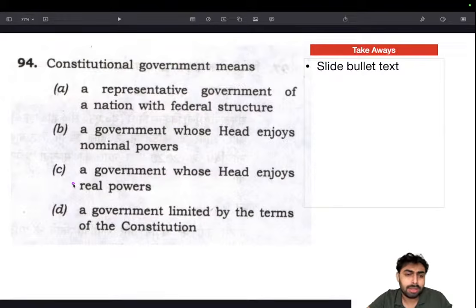This is like a presidential form of or executive government. This is no. A government limited by the terms of constitution. This is the right answer. Also, there is a way to approach it logically.